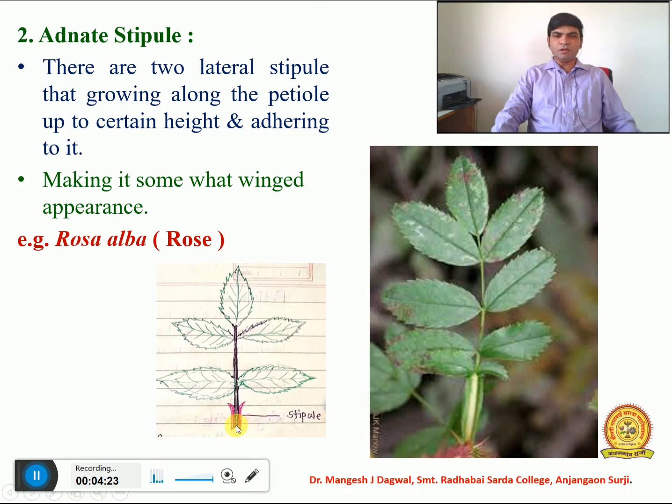Here in this pink color we can see how the adnate stipule forms. No doubt there are two lateral stipules, but these stipules grow along with the petiole to a certain height and adhere to each other. Because of this adhering, they form the wing-like structure. The example of this stipule is the rose plant, Rosa alba. In the rose plant, this is the most common one.